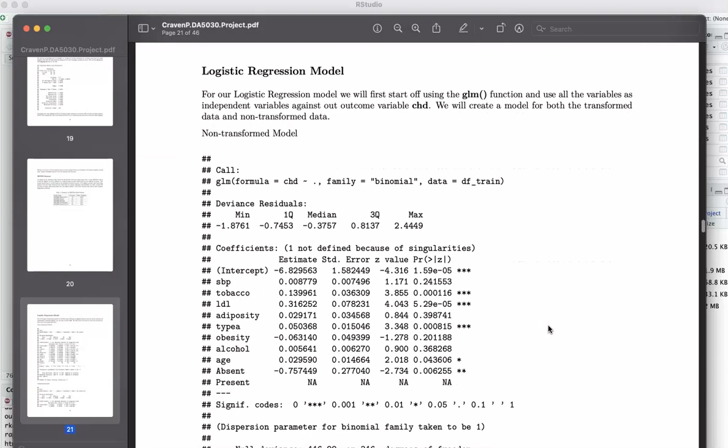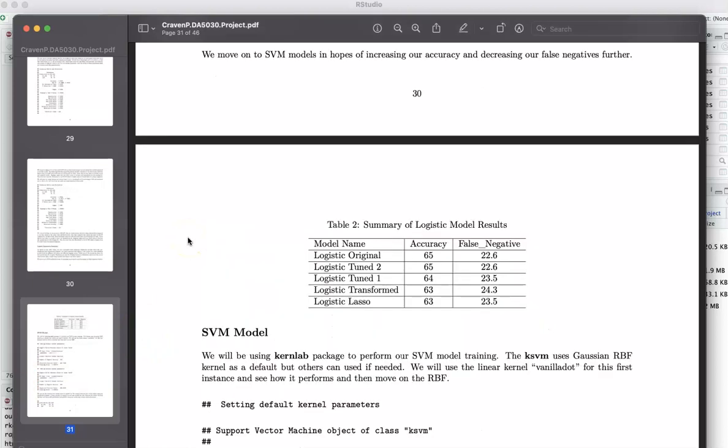Just moving on to logistic regression, I'm just going to quickly jump to the summary. And here is the summary of the logistic regression models. And as you can see, the transformed data, which I thought was going to perform better, actually performed worse using just the regular GLM function and no other types of tuning, 63% and 24% false negative. Overall, actually, our false negatives were higher than the Ripper model.